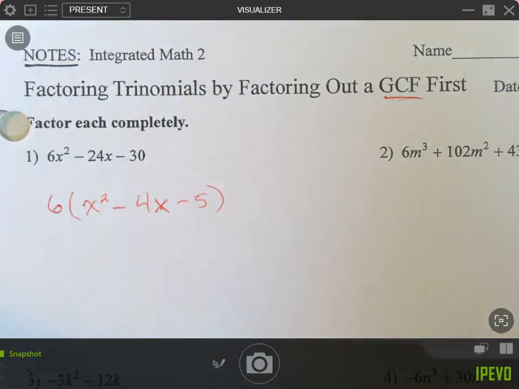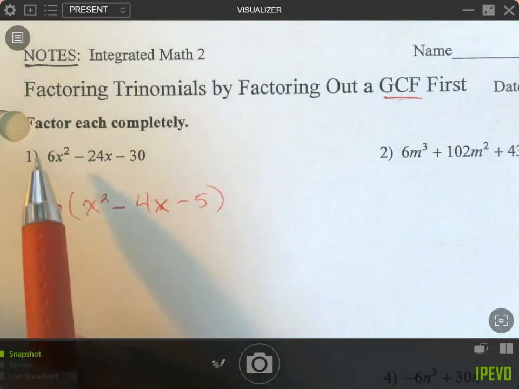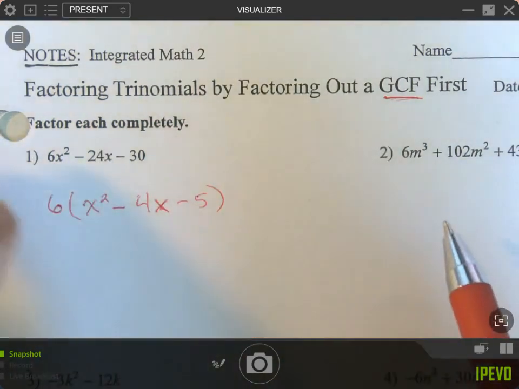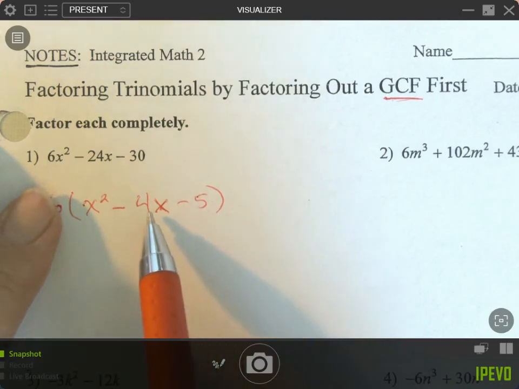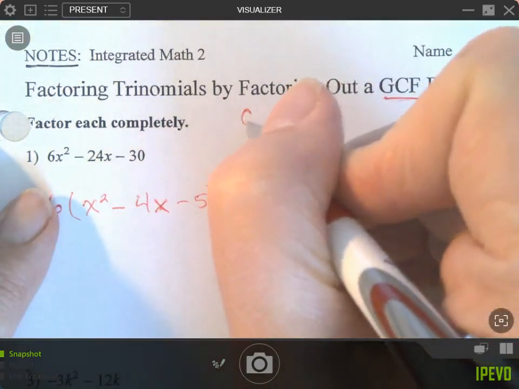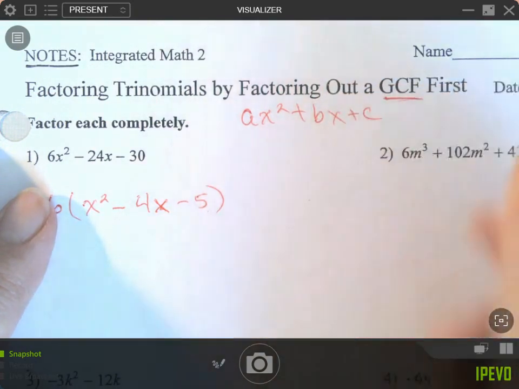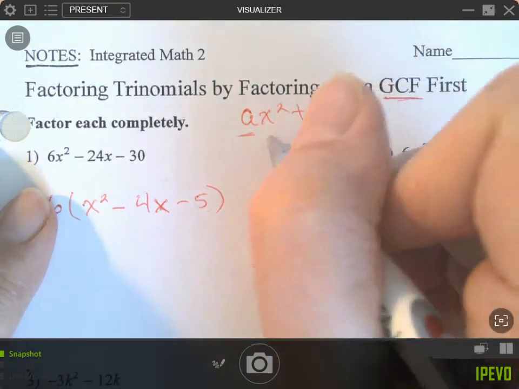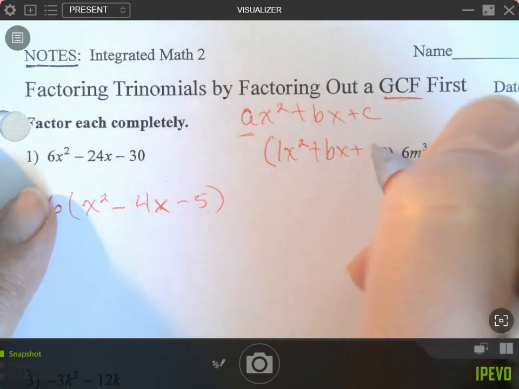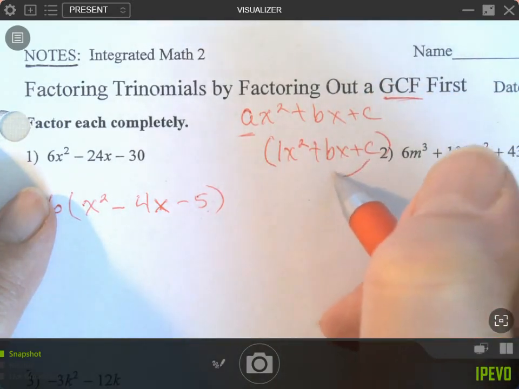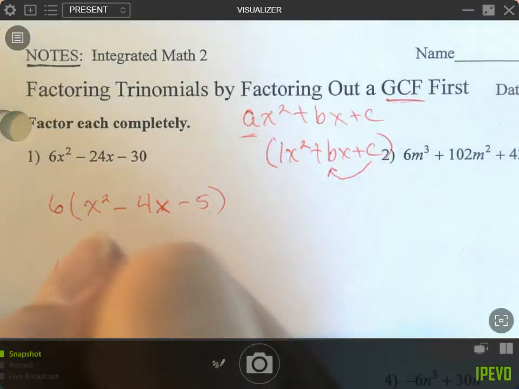So that's all I did, a basic GCF problem. Well, now we're going to look at this next piece. By taking out the GCF, do you see that I'm back to where we've been, where it's the factors of negative 5 that add up to negative 4? So we started with an ax squared plus bx plus c. But since we were able to take out that first value, we ended up with 1x squared plus bx plus c. And in this trinomial, the factors of c will add up to b. So keep my 6. You don't want to lose that.